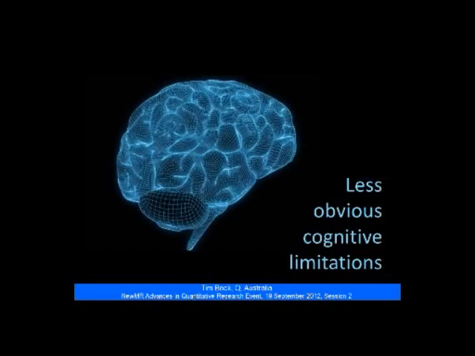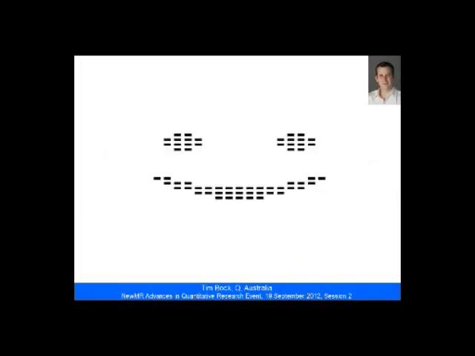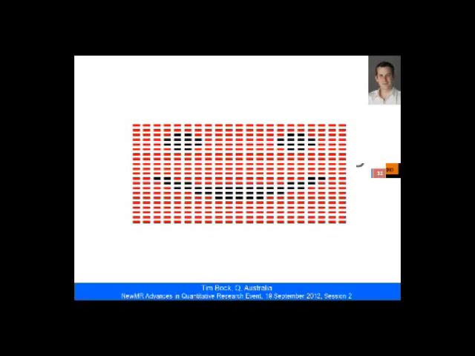Now, everything that I've looked at so far is pretty obvious, but it's the less obvious things which I think are most interesting. When we create a chart or a plot or a visualization or whatever term we want to use, we have at least 9 graphical dimensions we can play with. The first 2 are the vertical and horizontal position with which we put marks on a page or a screen. There's colour as the next dimension.